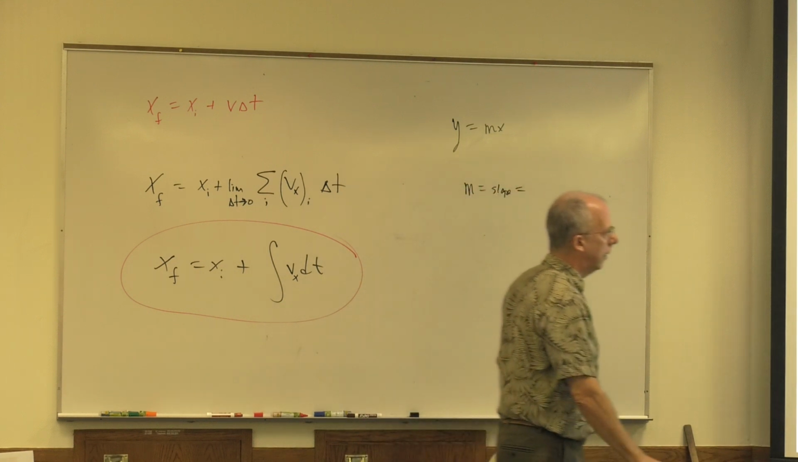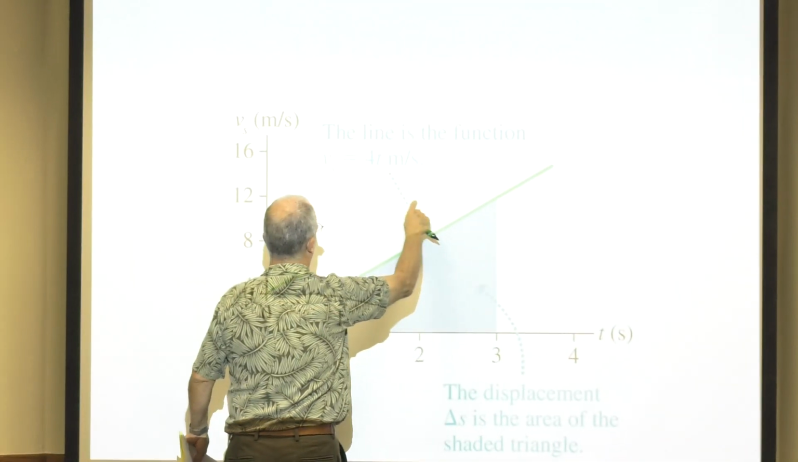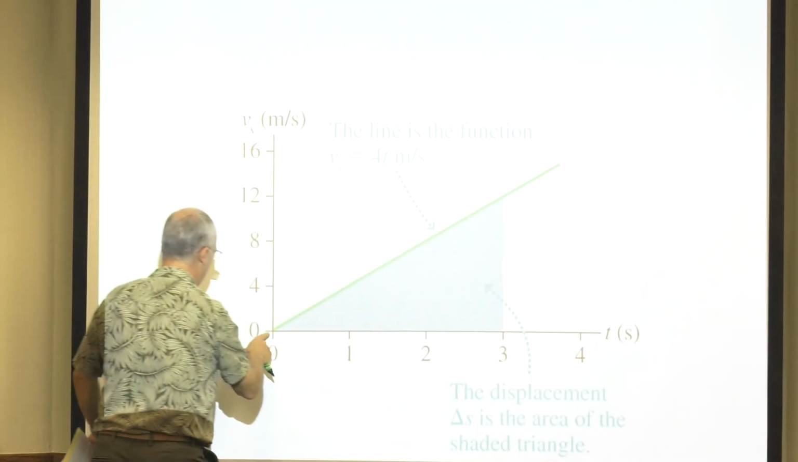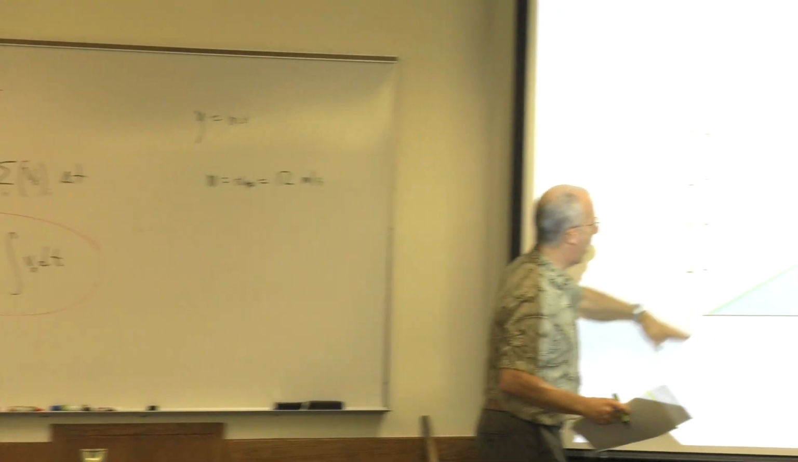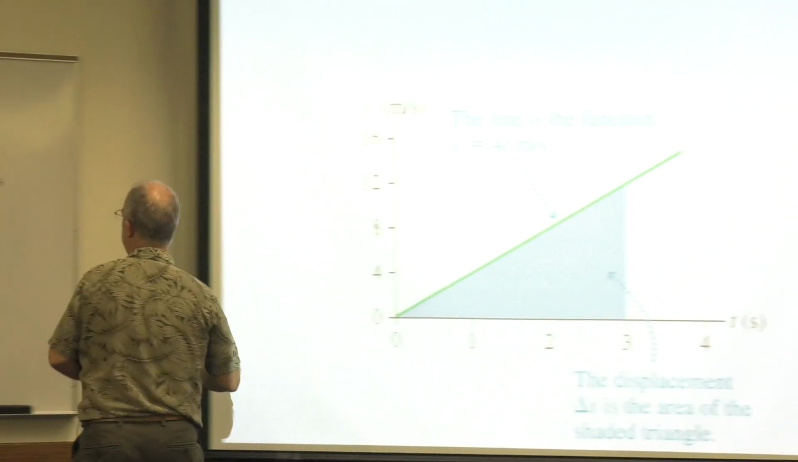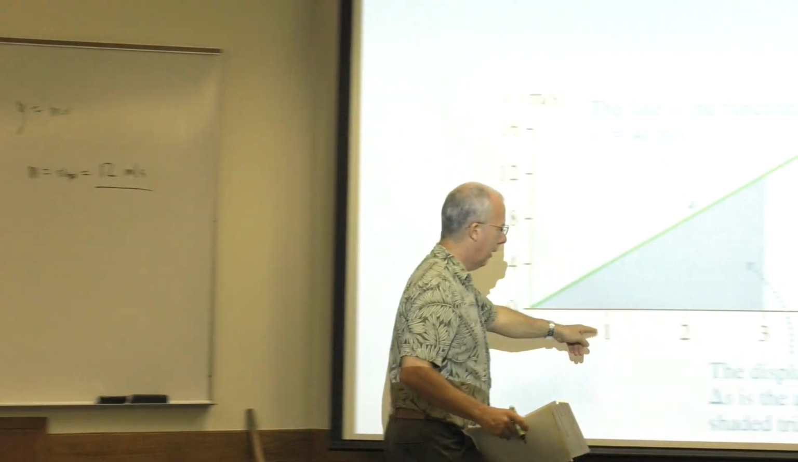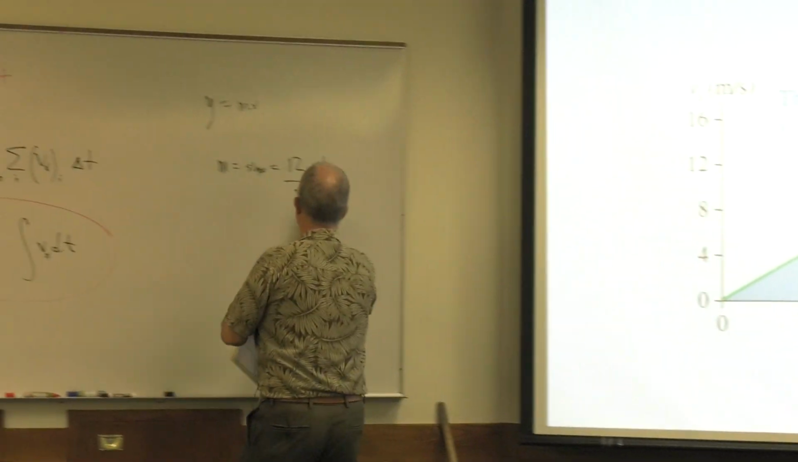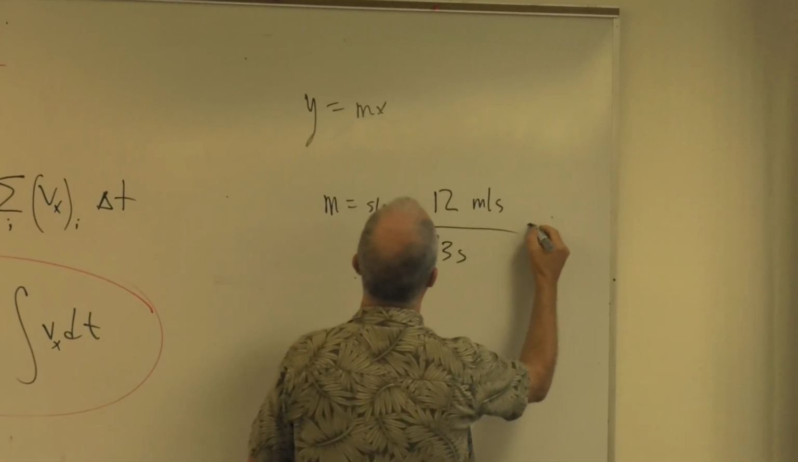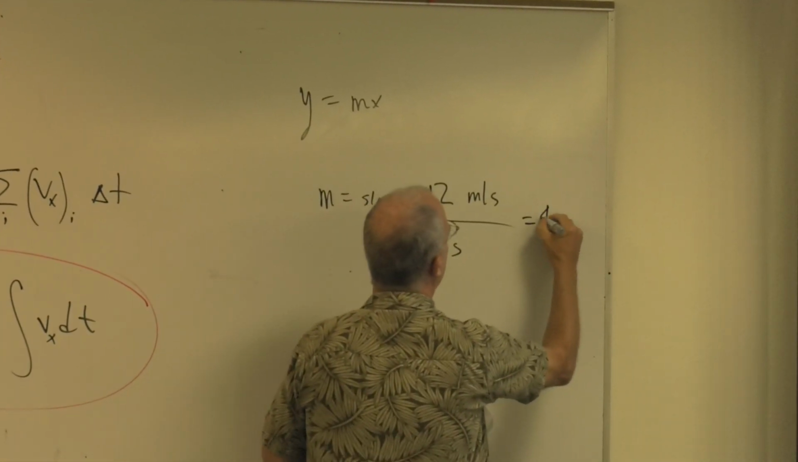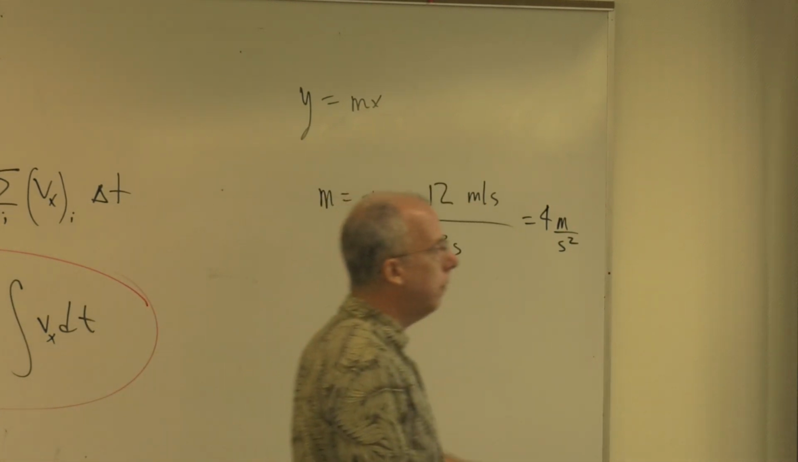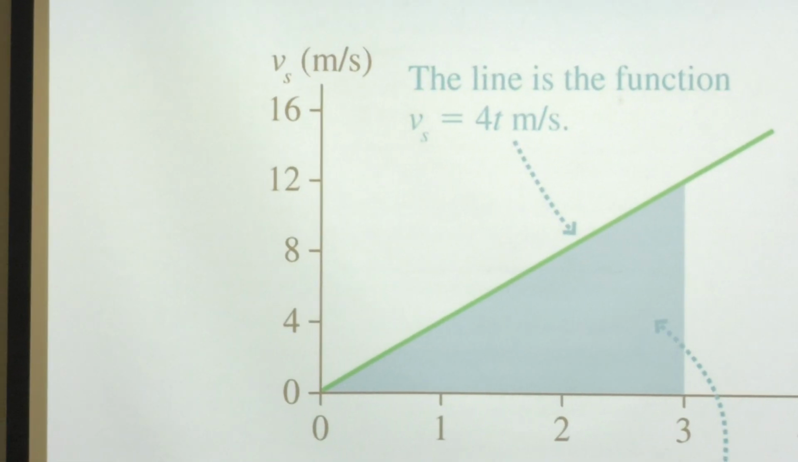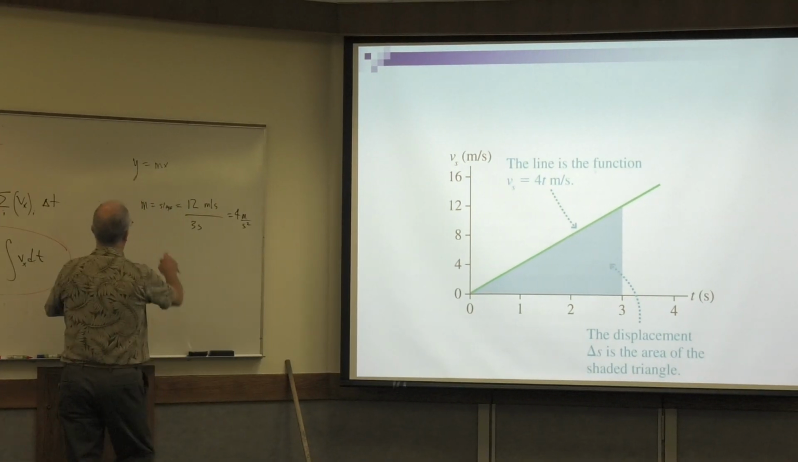What's the slope of this line? Well, that's about 12 when this is 0, so 12 minus 0 is 12 meters per second. The rise, or the change in y, is 12 meters per second, and the change in time is 3 seconds. So it's 4 meters per second squared, right? Because the slope of the velocity is acceleration, okay?